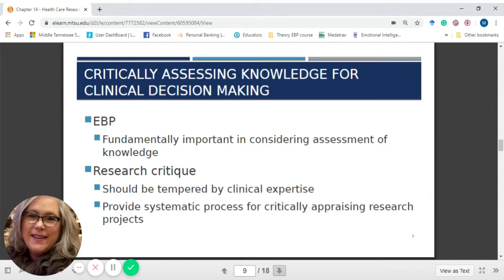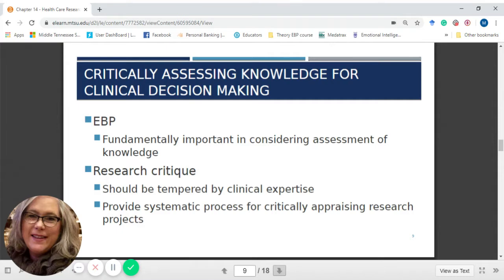Assessing the knowledge for clinical decision making. Evidence-based practice is really what nurses need to strive to be doing, and we need to look at current knowledge. What is out there? What is currently being done? Is there a quality improvement project that can come from that? Can we change our clinical practice guidelines to meet the current needs of the population? With evidence-based practice, we want to look at the research out there and apply it the best way we can in the clinical setting to provide the best outcomes for our patients.